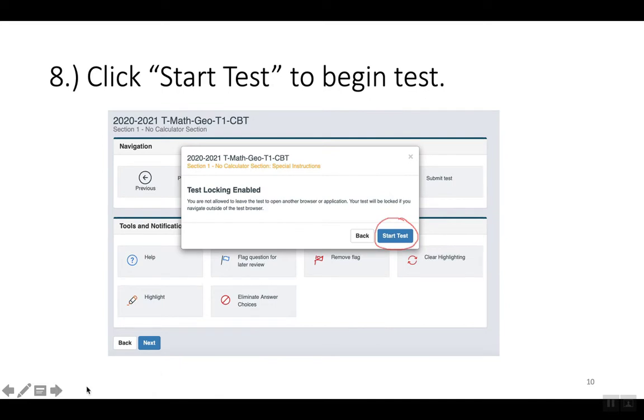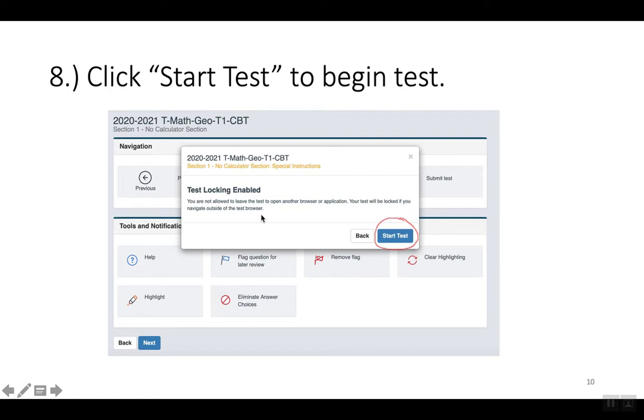Last part, okay? Once you click next, this screen comes up, okay? And when this screen comes up, a lot of students tell me, "Mister, my test is locked." But if you were to take the time to read this, it's just saying that test locking is enabled. You are not allowed to leave the test to open another browser or application. Your test will be locked if you navigate outside of the test browser.